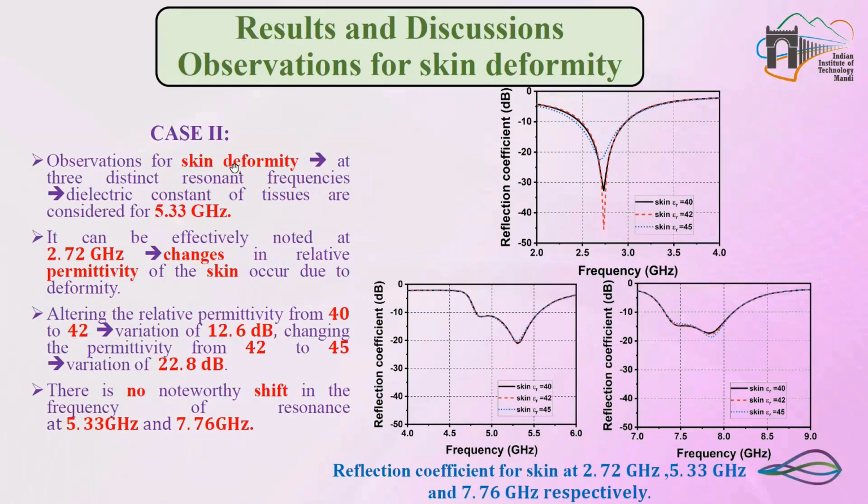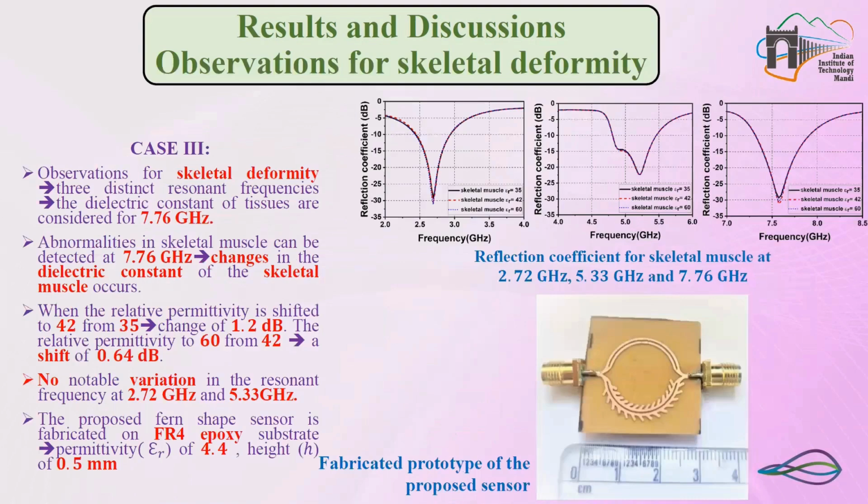Now if we take the skin deformity, the change is observed only at the lowest frequency, that is 2.72 gigahertz, but the other two frequencies are stable. They change the dielectric constant from 40 to 45 for the skin, and there is a change only in the lowest frequency, 2.72 gigahertz. Now for the third case, the skeleton deformity: when they change the dielectric constant from 35 to 60, there is a major change at the uppermost frequency, that is 7.76.